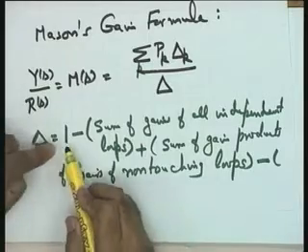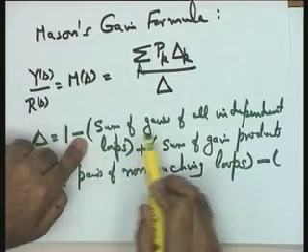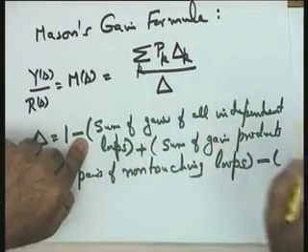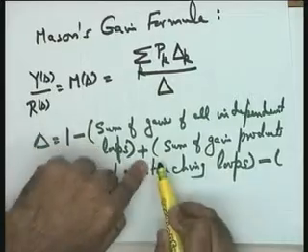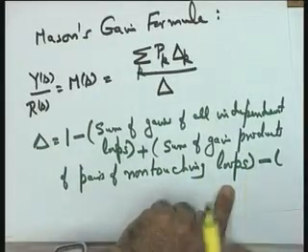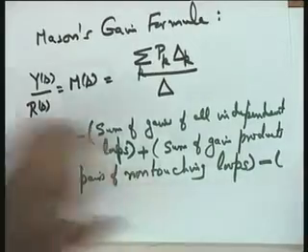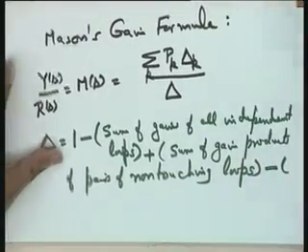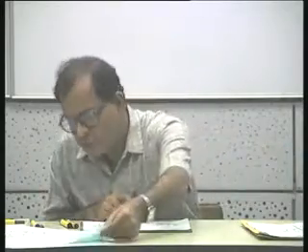For example, what is delta 1 equal to? Delta 1 equals 1 minus the sum of gains of all independent loops not touching the first forward path, plus the sum of gain products of pairs of non-touching loops not touching the first forward path, and so on. Okay? I understand there will be gaps, but I would like to bridge those gaps with the help of examples, and this very simple example I take first.